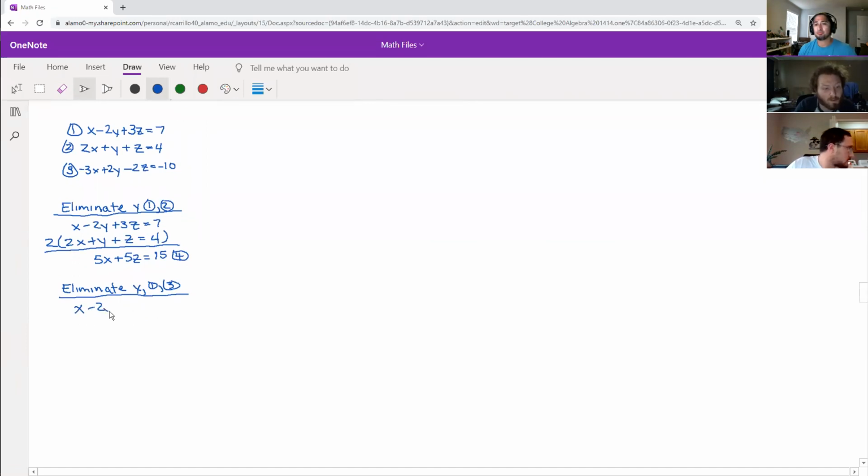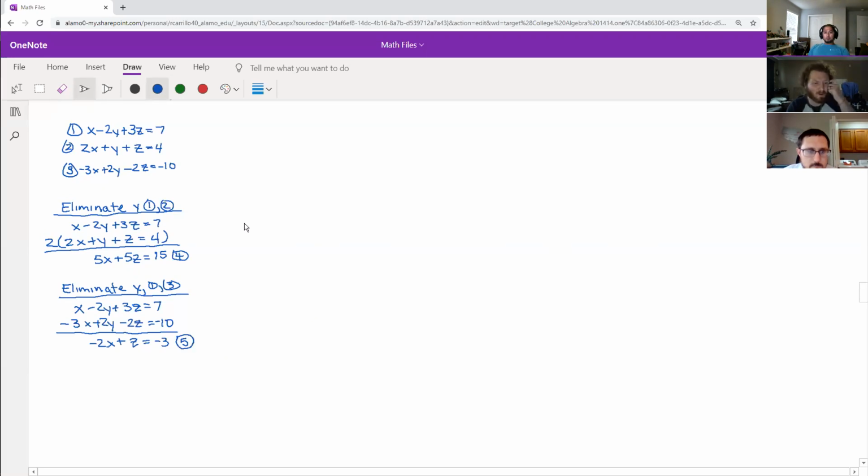All right. x minus 2y plus 3z equals 7. Negative 3x plus 2y minus 2z equals negative 10. We don't have to change anything. Negative 3x plus x is negative 2x. Our y's eliminate. This is plus 3z. Nope, plus just z. And then this is negative 3. Okay, and then we get equation 5.